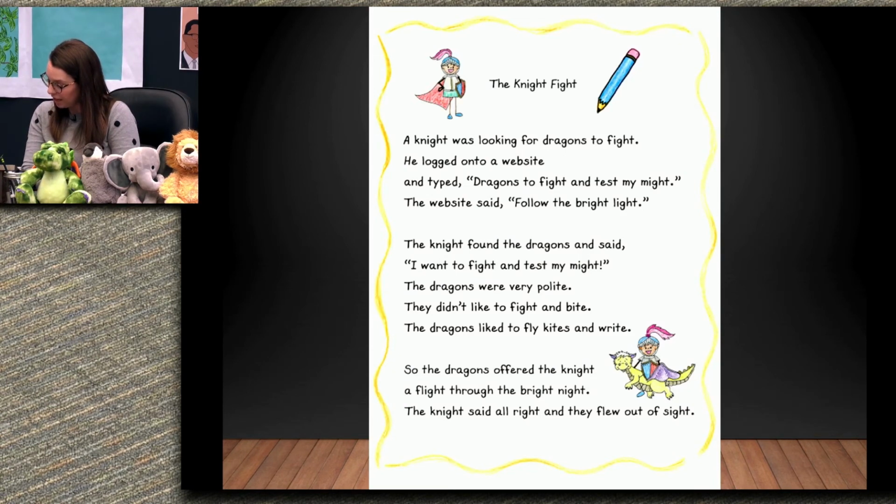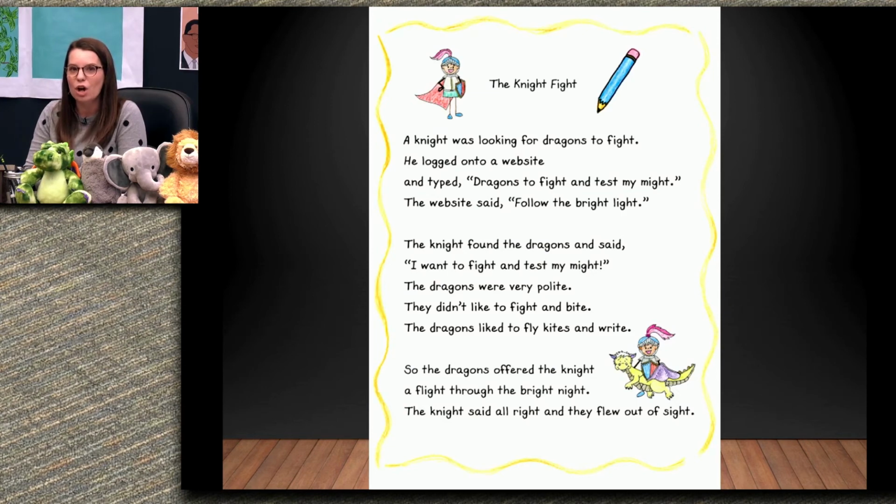The knight found the dragons and said, I want to fight and test my might. The dragons were very polite. They didn't like to fight and bite. The dragons liked to fly kites and write. So the dragons offered the knight a flight through the bright night. The knight said, all right, and they flew out of sight.